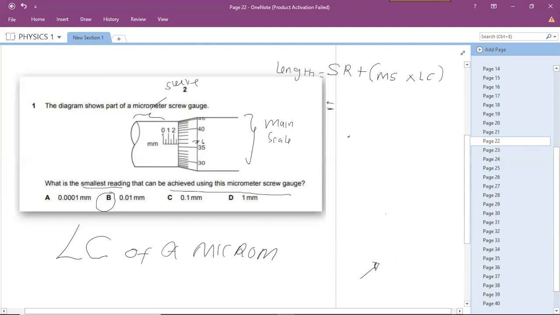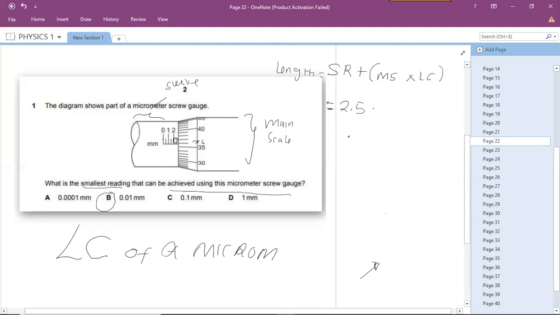So our sleeve reading is here. This is 0. Every point is a 0.5. If you see a big number, a small number, a big line, a small line on a micrometer screw gauge, it's a 0.5. So this will be 0, 0.5, 1, 1.5, 2, 2.5. So our reading is there. This is the sleeve reading of our micrometer screw gauge, which is 2.5. You've seen that, right?